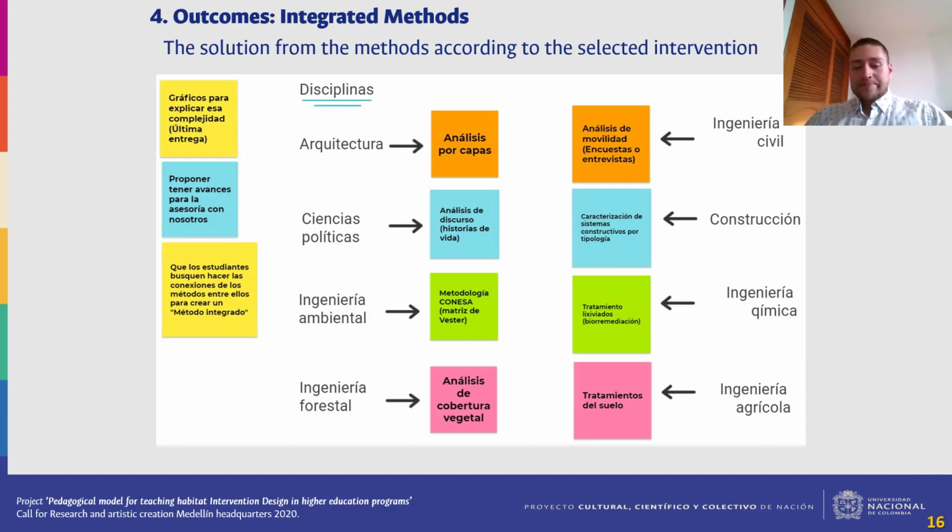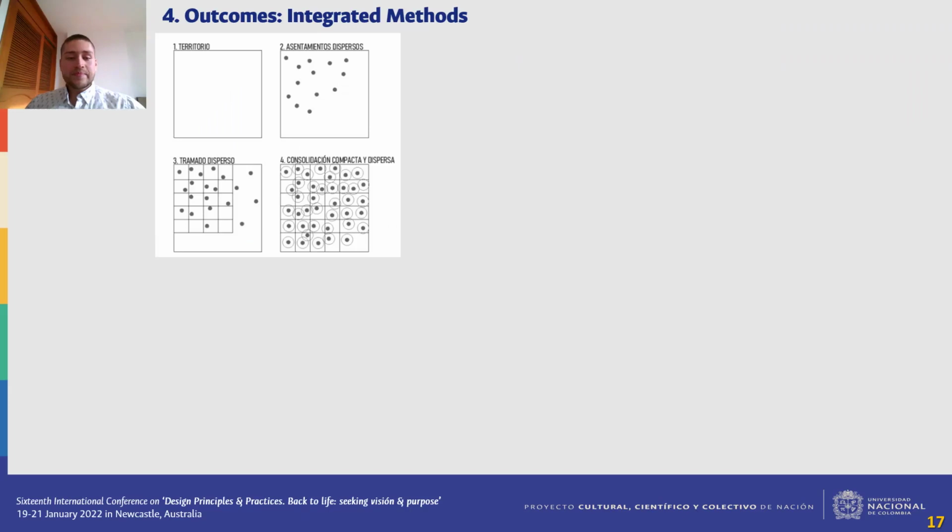So at last, we have our outcomes, the integrated methods. We have 8 different bachelor programs, and each of them has brought to the course a method from their disciplines. So we have some methods for the problem understanding and some other methods for the solution implementation. So you can see the development of the studies. The integrated methods that were developed in our course are here.